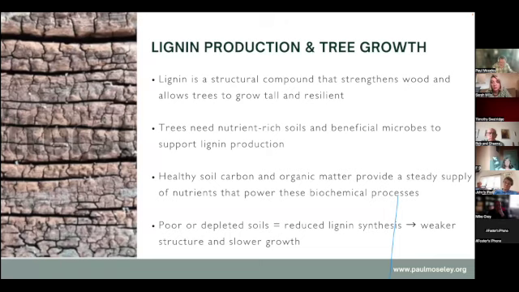So this is one of the reasons why you can go to a very, very similar space and have the same species that's probably been planted or self-set at roughly the same time, and end up with dramatically different performances in the trees. And it's because of the soil.